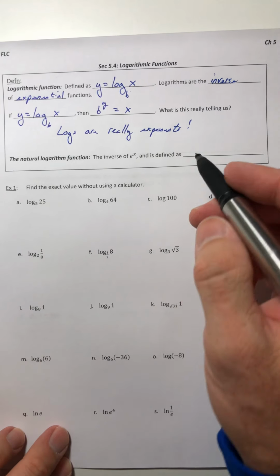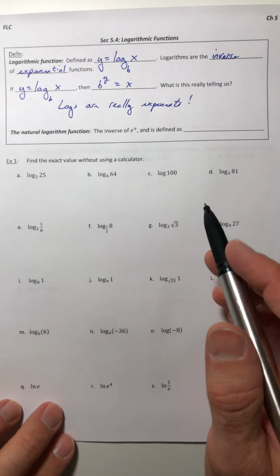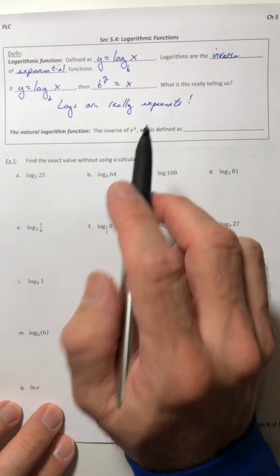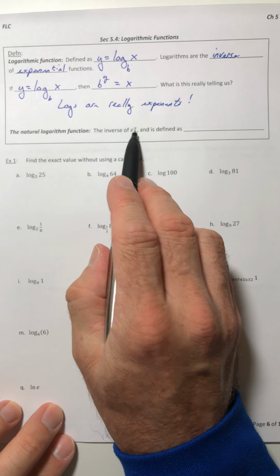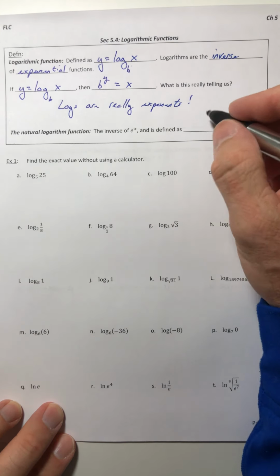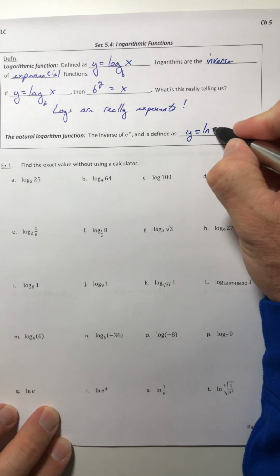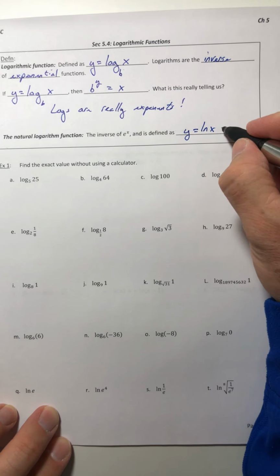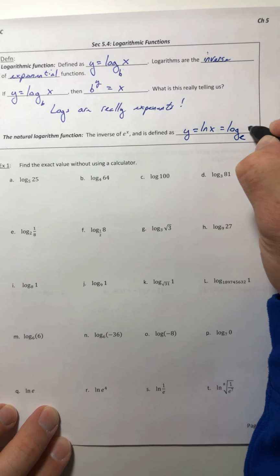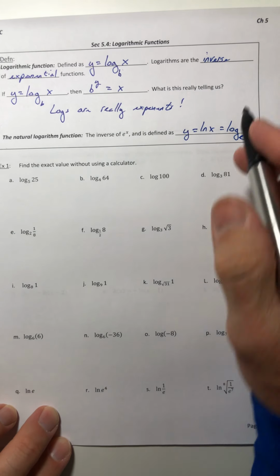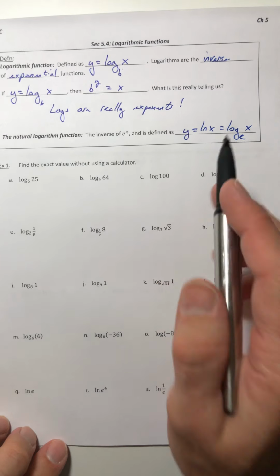So if you can kind of think about it in that form, it makes these things a lot easier to deal with. So there's one special one because we had a natural exponential function, the e to the x. So the inverse of it is defined as y equals ln of x. And the natural log, when you see that, that's like saying log base e of x. So they just wanted a shorthand when it was a base of e.